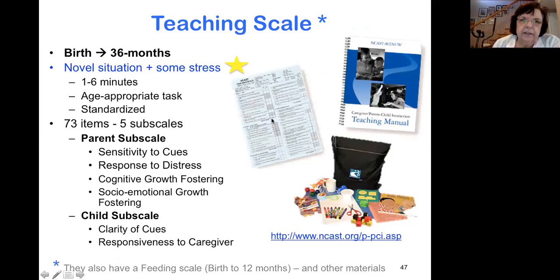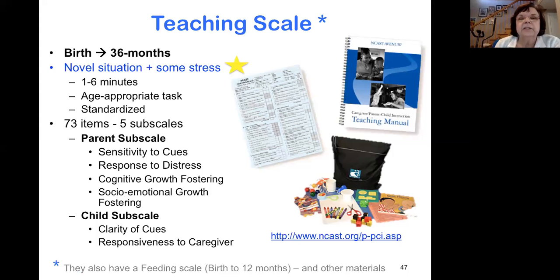So the teaching scale is what we use, and I like it because it's a novel situation. It creates some stress in the interaction. It only takes 1 to 6 minutes. That blue sheet shows the first page of 2 pages of the scales that are used. There are 73 items in those 5 subscales that I previously reviewed that you score yes or no based on your observation.